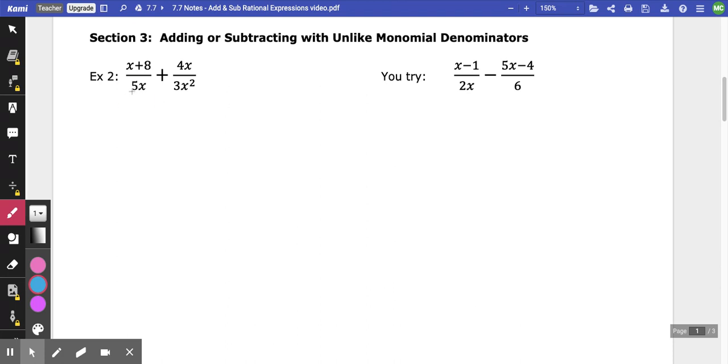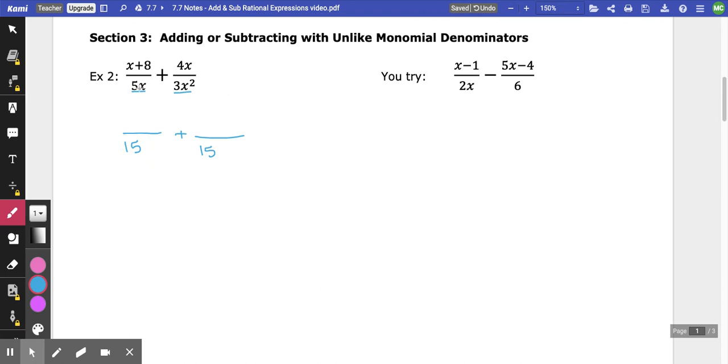So anyhow, looking at the two denominators that are here, I notice just looking at the constants, the coefficients there, I've got a 5 and a 3, and 5 and 3 have nothing in common, no factors in common. So the smallest common denominator for just 5 and 3 would be the product of the two of them, 5 times 3, which is 15. So I'm going to go ahead and write that down.